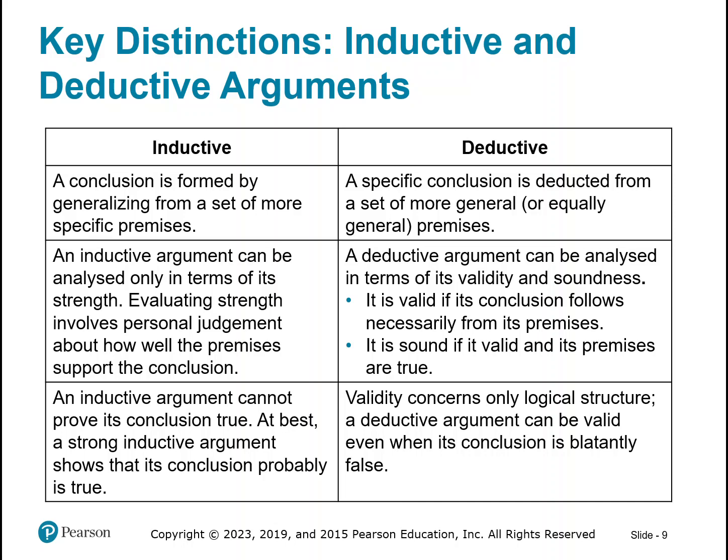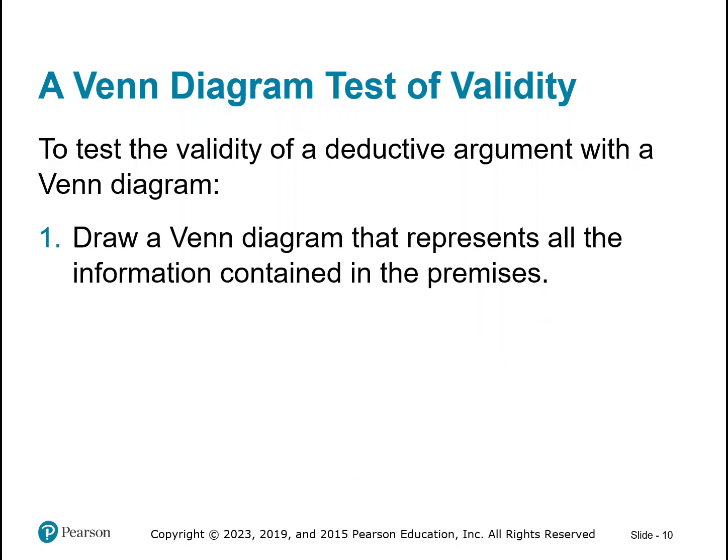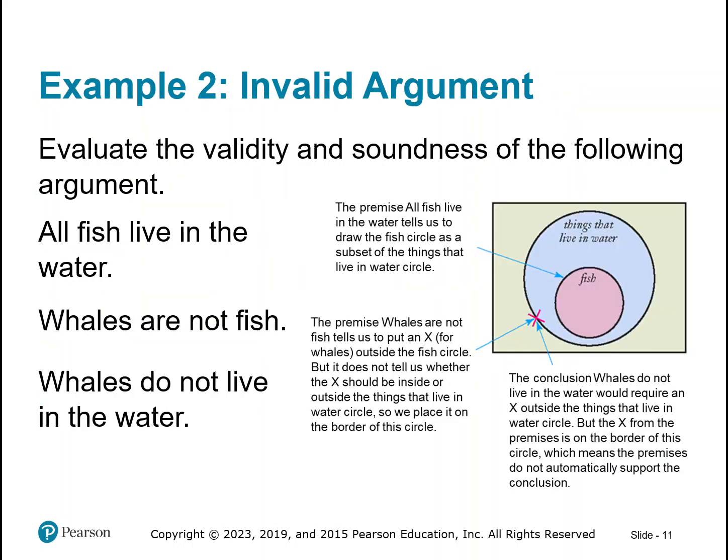All right, we're going to use a Venn diagram to test the validity of a deductive argument. First step, we're going to draw a Venn diagram that represents all the information contained in the premises. Then we'll check to see whether the Venn diagram confirms the conclusion. If it does, then the argument is valid. Remember, we're using deductive, so we're looking at valid and then sound. If the diagram does not confirm the conclusion, the argument is not valid. So let's look.